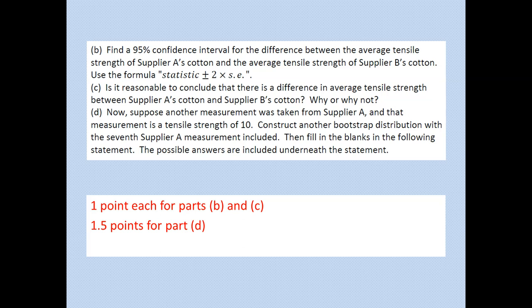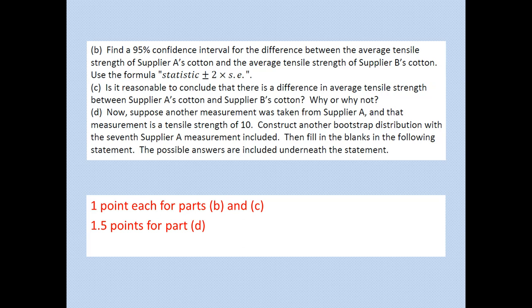Part C, if that's worth 1 point, then it's half a point for the yes or no and half a point for the why or why not. To answer part C, make sure you use the interval. Then D, where you have to add in an extra measurement for supplier A. So once you add in that extra measurement of 10, both sample sizes should be 7.